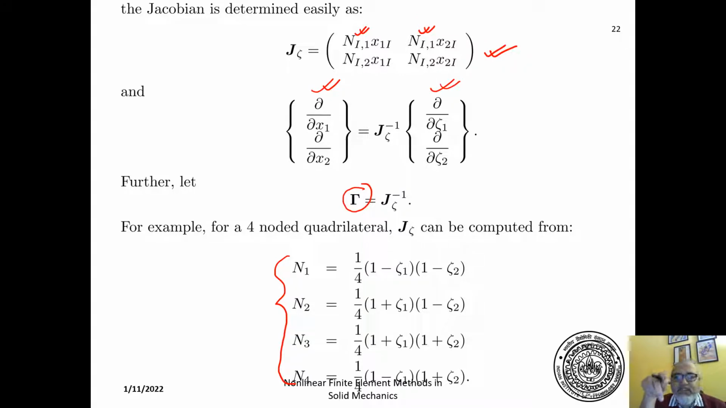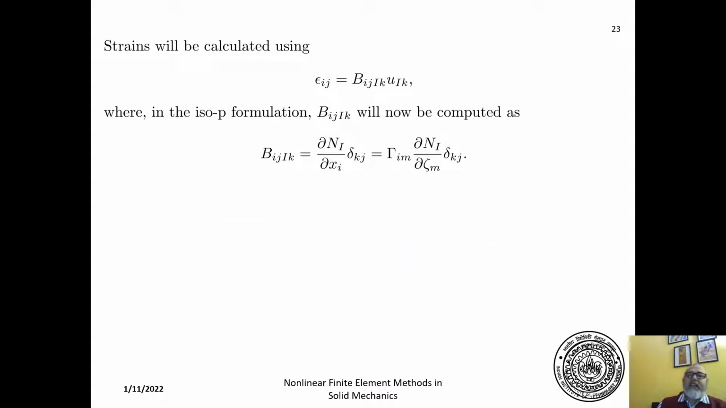Now, once we have done this, the formulation is complete, and we can get any quantity based on whatever we have learned so far. So, for example, if I want epsilon ij, I have already seen it is equal to B ij ik u ik. This is what the strain is, and this is defined as del N i del x small i delta kj.